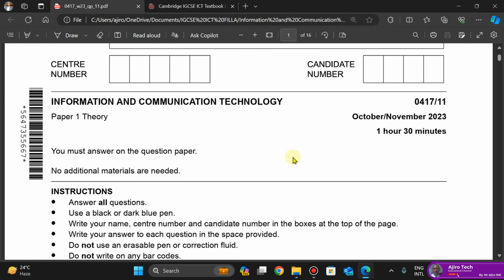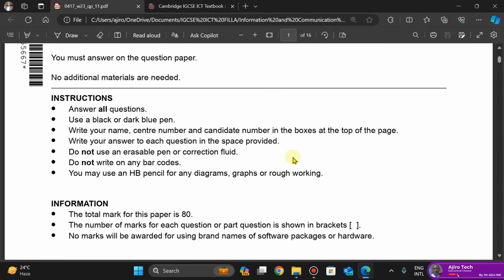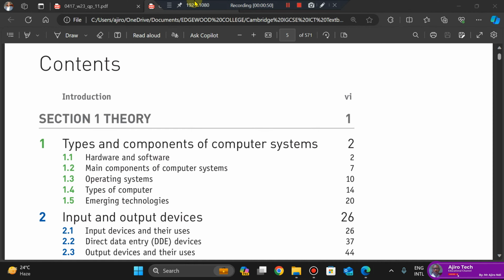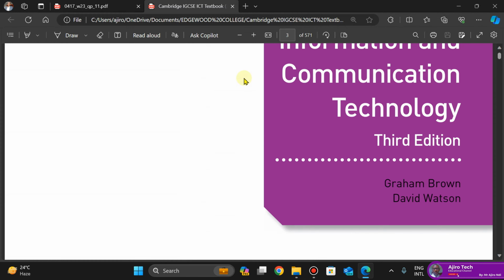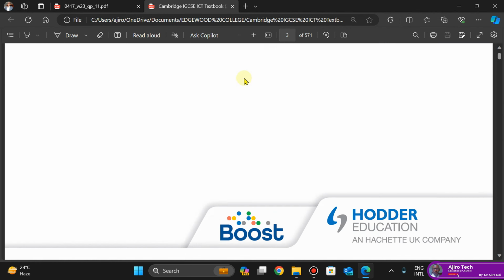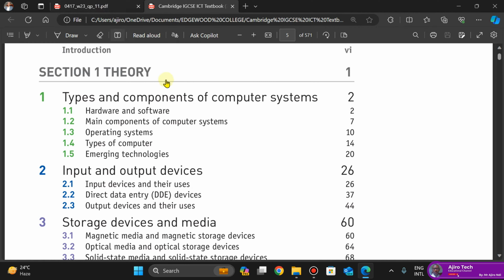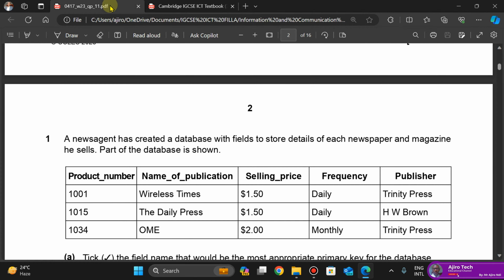Please, the instructions are very important. Please go to the instructions because they are there to guide you, and the total mark for this paper is 80 marks. Now I have my textbook side by side where we get to explore. This is the latest edition of the textbook. For every question, I will make reference to the chapter it is found in the textbook. Okay, let's get to business.